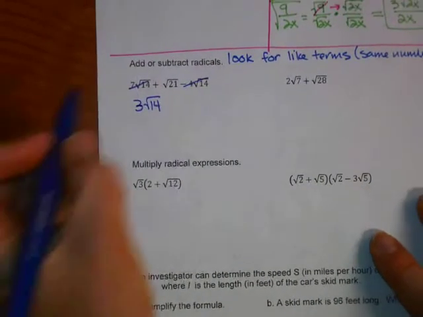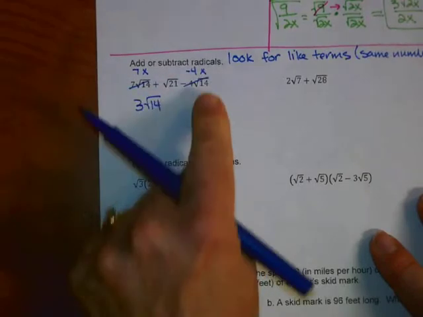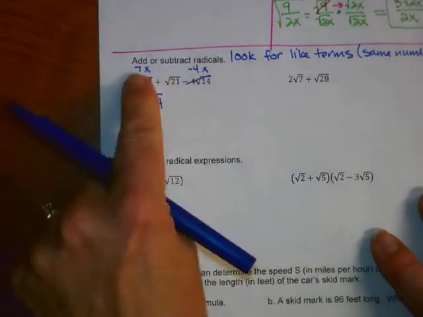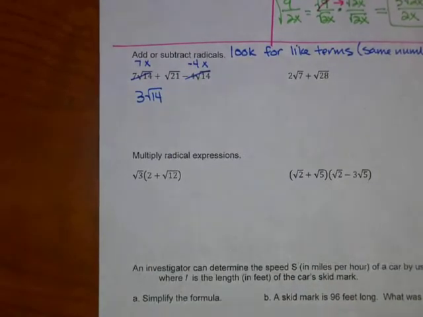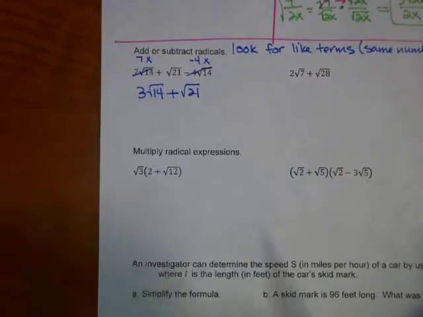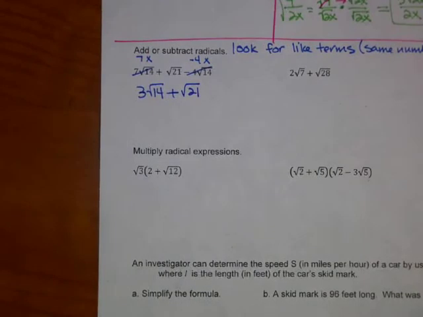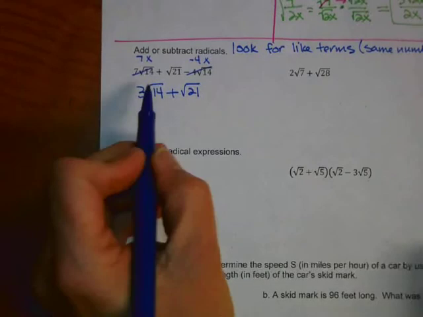If you just look at it, some people have a hard time visualizing what this means. Just think of it as an x. You have 7x, take away 4x, you got 3x. Instead of an x, it's a square root of 14. They're like terms. And then you still have the square root of 21. Can either of these be divided by a number on that list? No. So you're done. As far as you can go for that one.